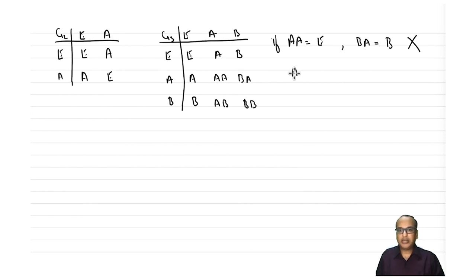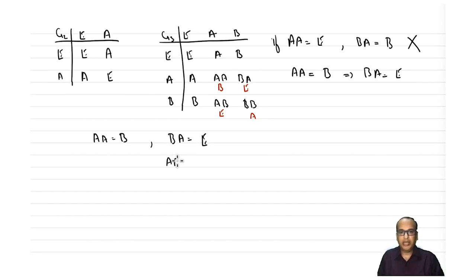So this leaves us with keeping AA as B, because AA now cannot be A since we already have A here. So AA has to be B. If AA is B, this implies that BA has to be E, right? Then you can write BA is equal to E, and that leaves AB, which becomes A, and this becomes E. Now you notice a very interesting thing over here: AA is equal to B and BA is equal to E, and BA is nothing but AAA. So this becomes triple A is equal to E.